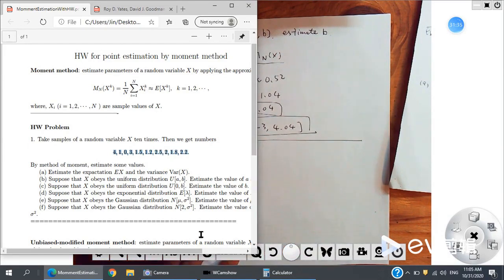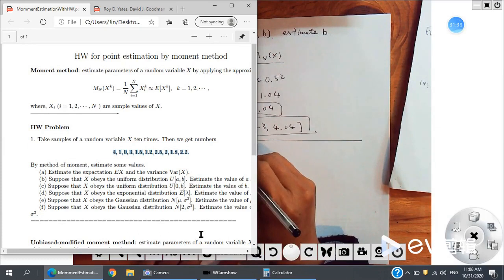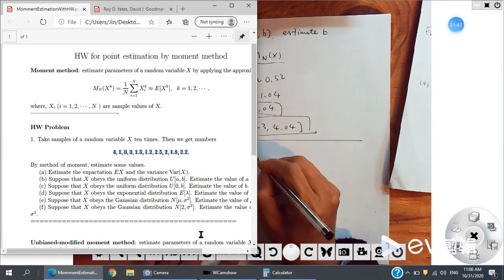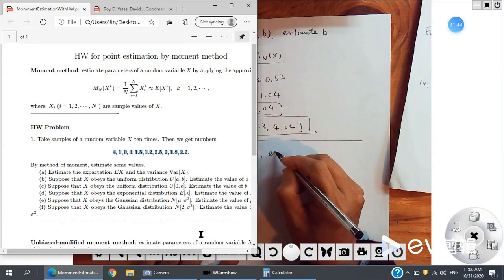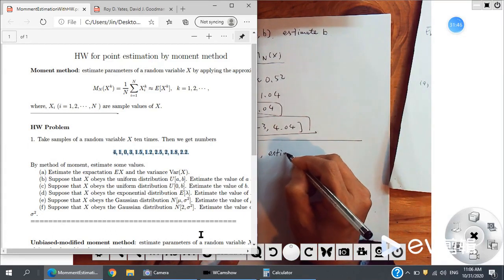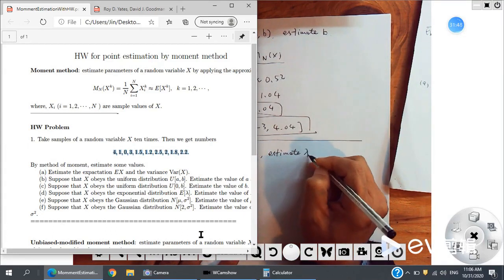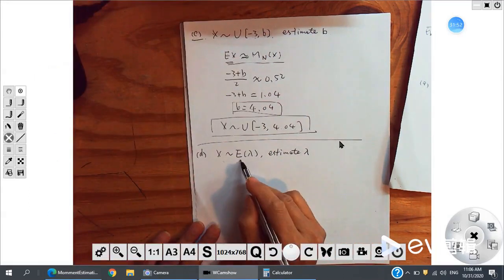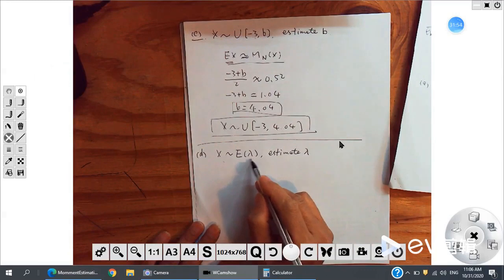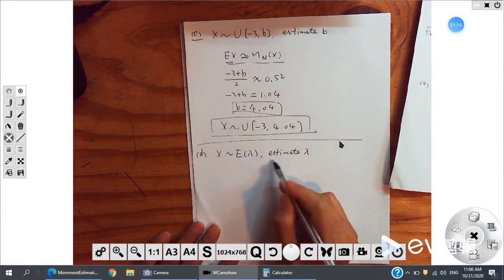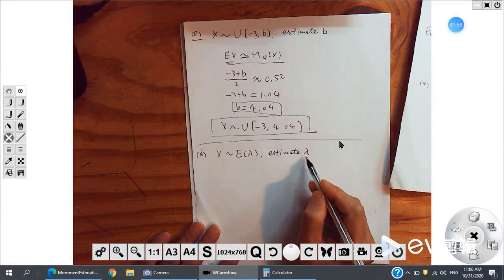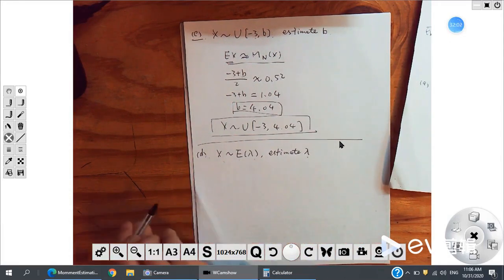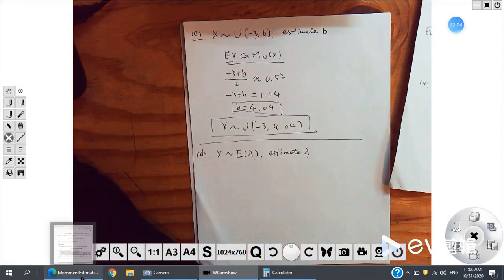Suppose X obeys an exponential distribution E of lambda. We want to estimate lambda. Right. X obeys an exponential distribution, and we want to estimate lambda. Okay, then you need to find the formula for the exponential distribution.